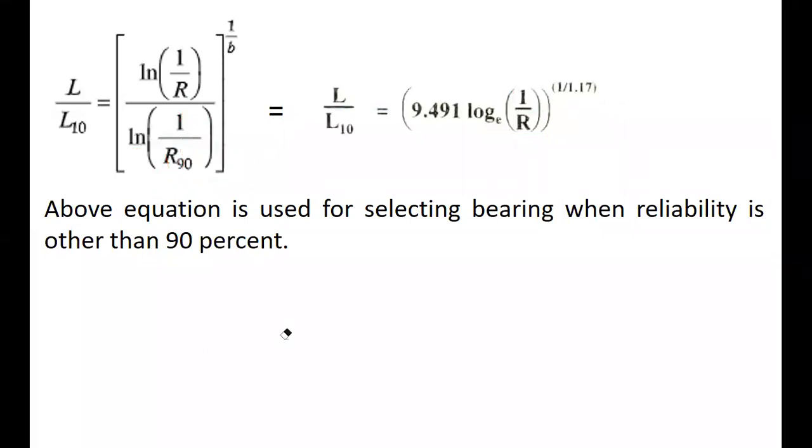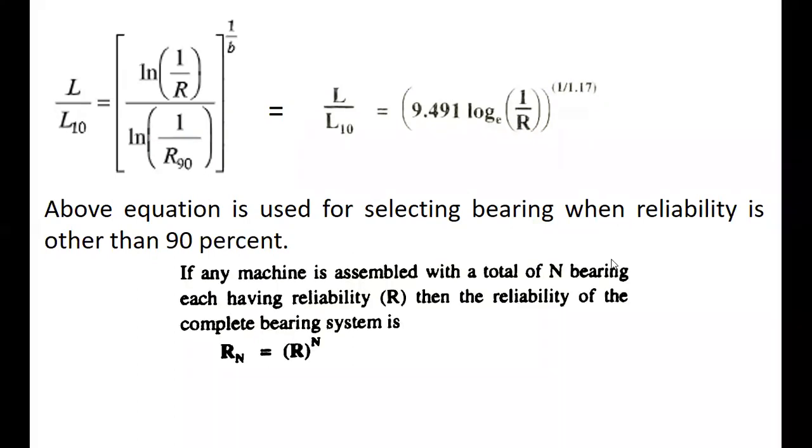You can either use this one or this one. It's one and the same thing. Above equation is used for selecting bearing when reliability is other than 90%. So if reliability is 98%, 99%, 95%, then you should use the above equation which we have derived, right?